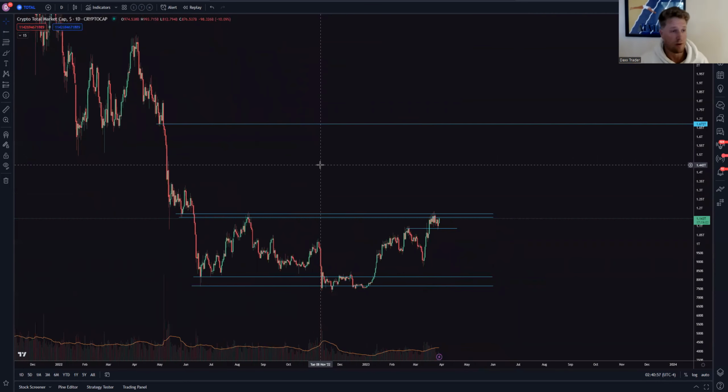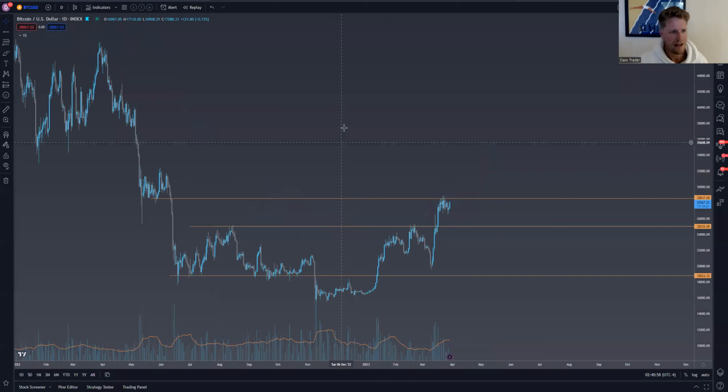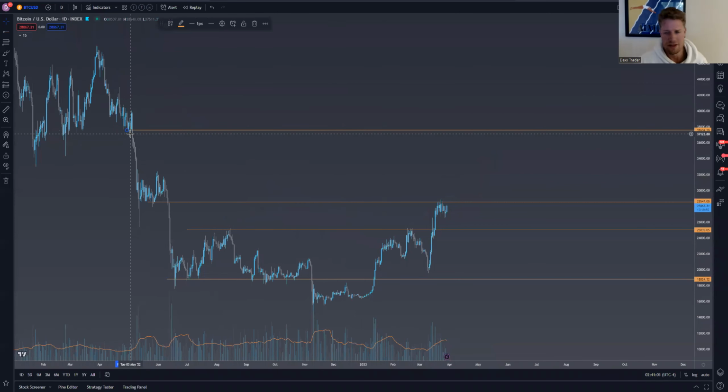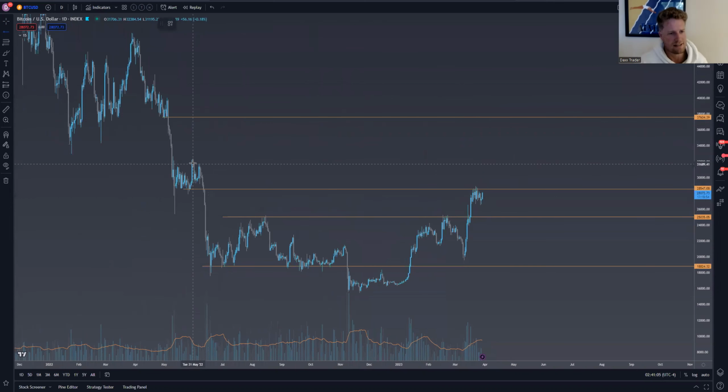Now, how does that correspond on Bitcoin? Right, that basically pulls us up to this area up here, which is about 37K. So breakout here, we might see some resistance and issues around the 32K area, but in my opinion, we're going to probably get a pretty quick move up to around this 38 area.